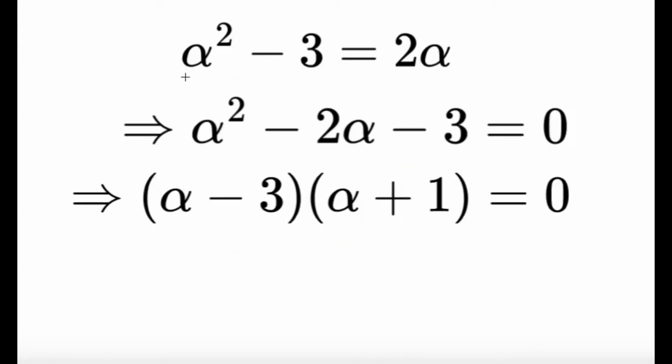So we have alpha squared minus 3 equals 2 alpha. Let's put everything on one side. Alpha squared minus 2 alpha minus 3 equals 0. Then we can easily factor it. Alpha minus 3 times alpha plus 1 equals 0. Now, since it's already factored, we have two possible solutions for alpha. Alpha equals 3 and negative 1.